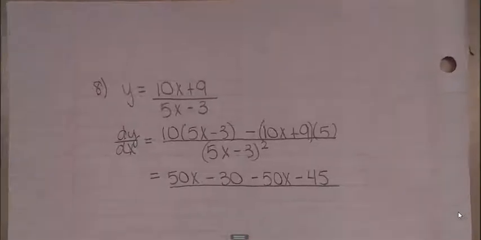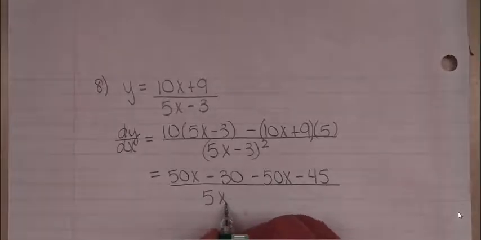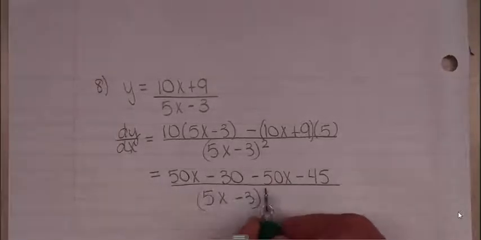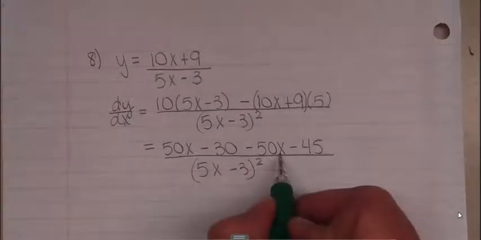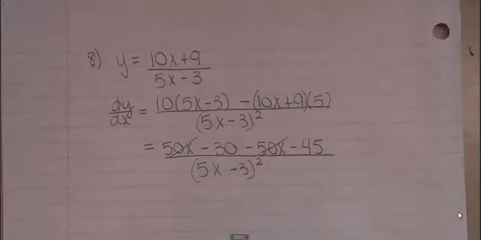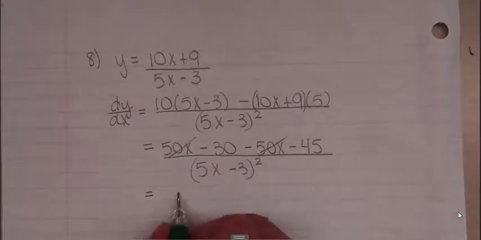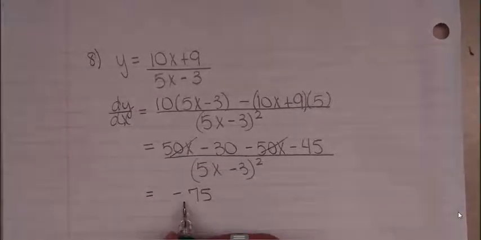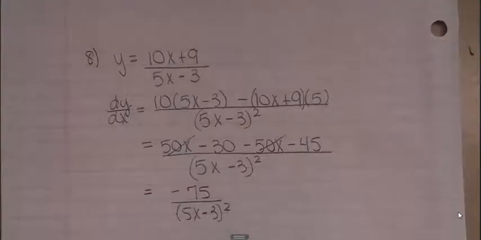all over 5x minus 3 squared. Well, I have a 50x minus a 50x, so the x's go away. So I'm really just left with negative 75 over 5x minus 3 squared.